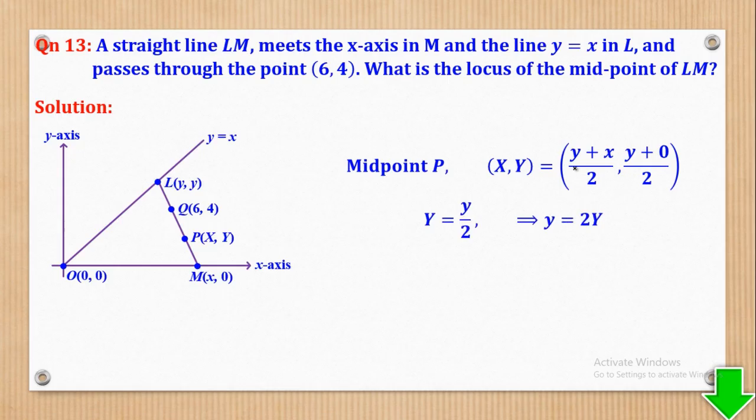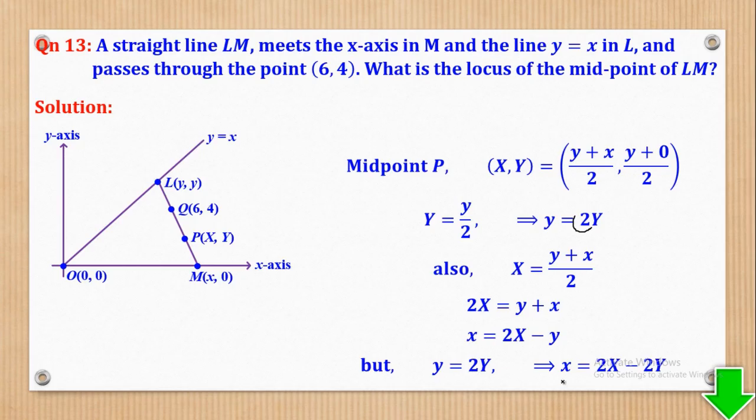So like we did before, small y is equal to capital Y. What about capital X will be that, therefore I have to make small x the subject. But I already know that small y is equal to 2 capital Y, therefore small x is equal to this, as we saw before.